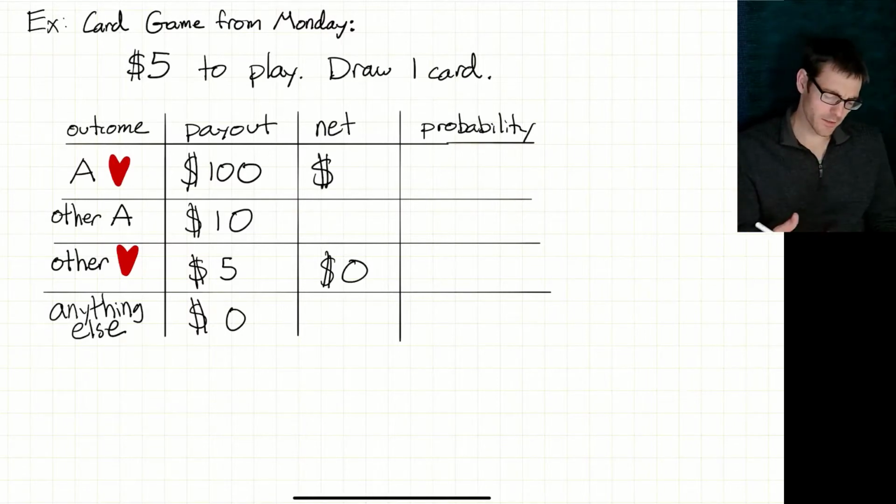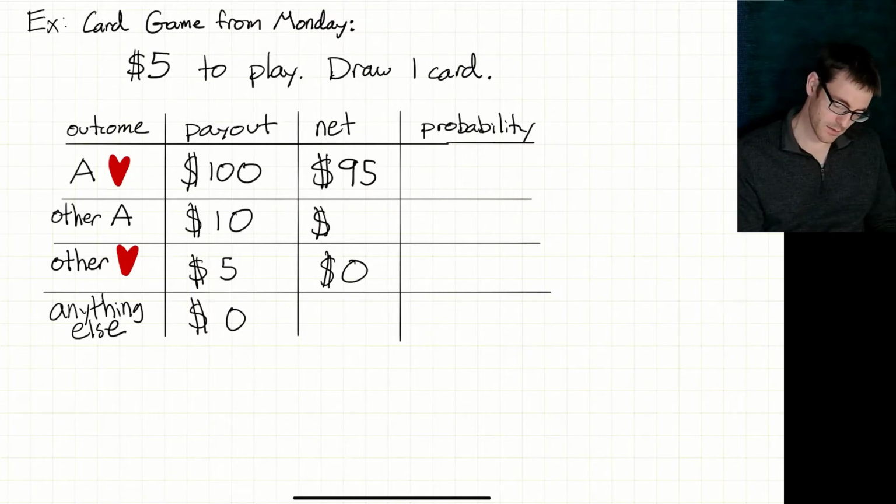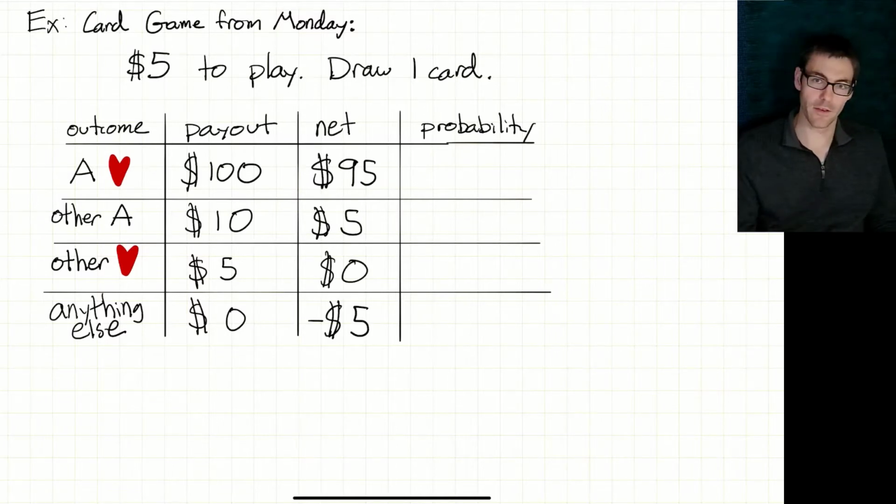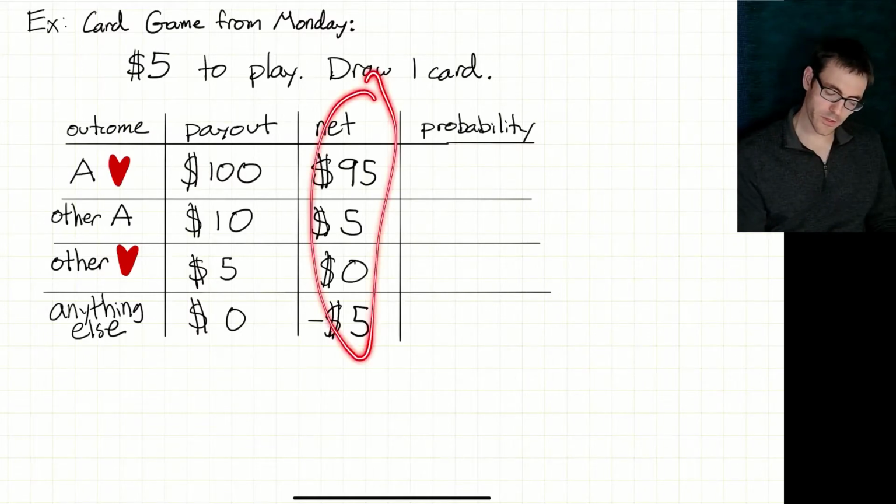If I paid $5 to get $100, I would say that the net is 95. If I paid 5 to get 10, the net's 5. And if I paid 5 and didn't get anything back, I would say that's negative 5. Okay. So this is the column that we're more interested in.